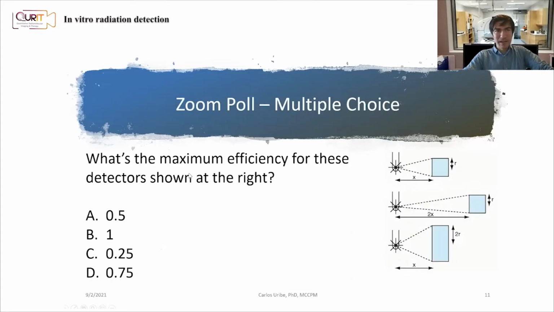So I have a question for you. Let's try to think. If you have this detector, you put your source here and you just have a little crystal that you put on the right. What do you think is the maximum geometric efficiency for these detectors shown here?